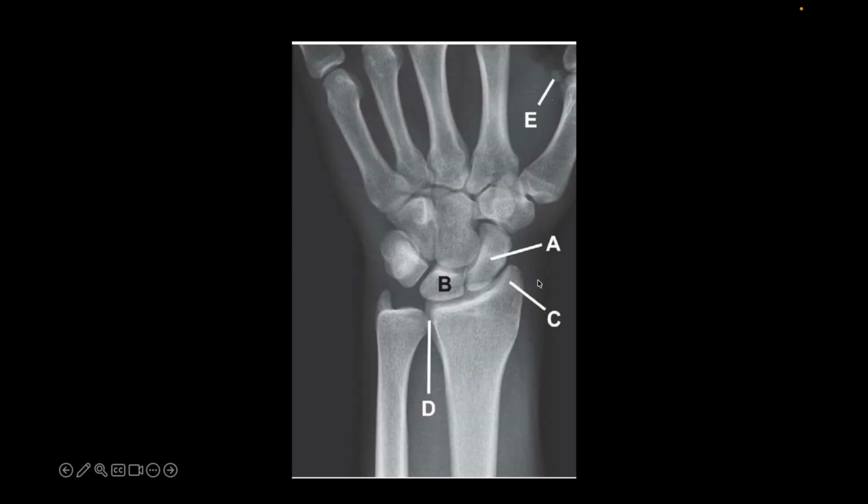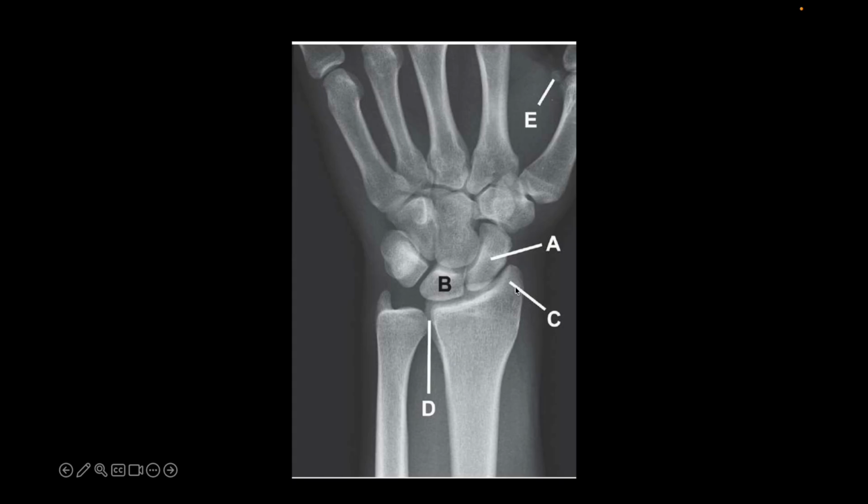Let's go through some cases. So this is an AP radiograph of the wrist. A is your scaphoid. So B would be your lunate. So some lovers try positions that they can't handle. It's quite straightforward once you have an acronym.